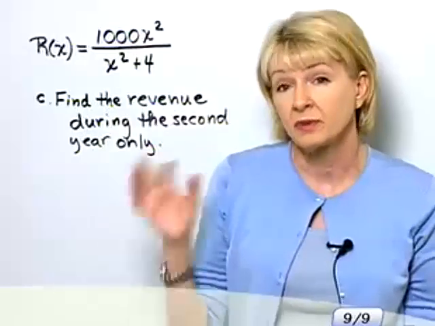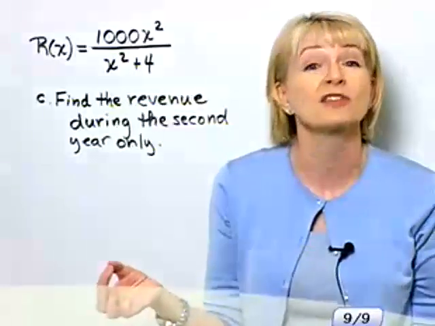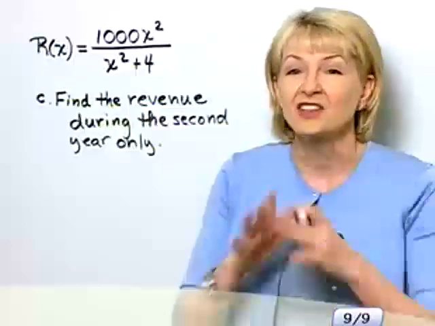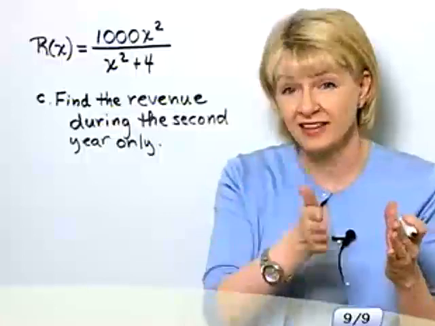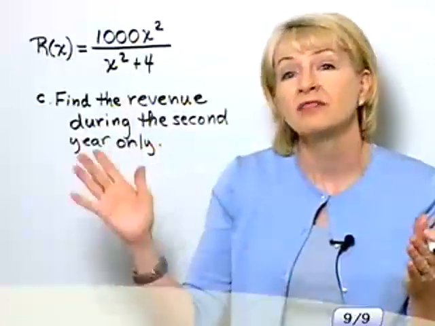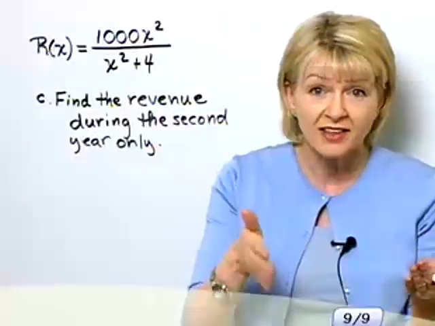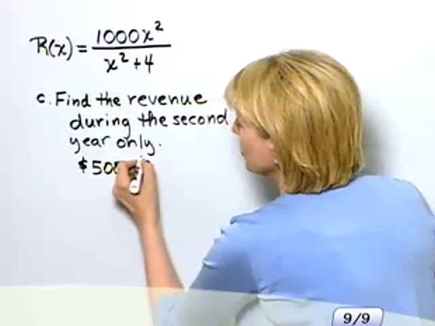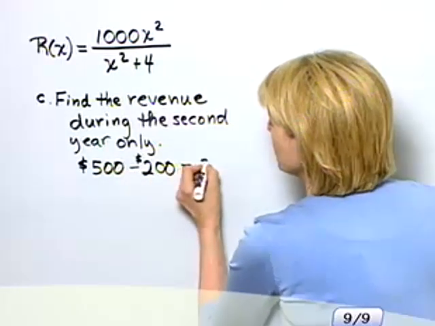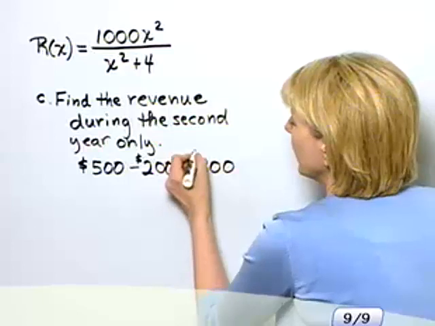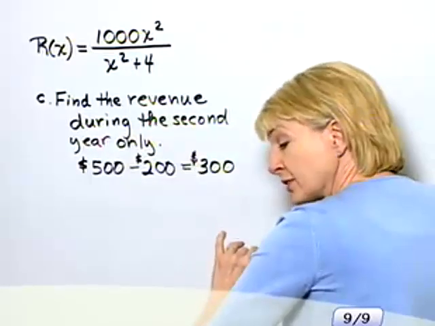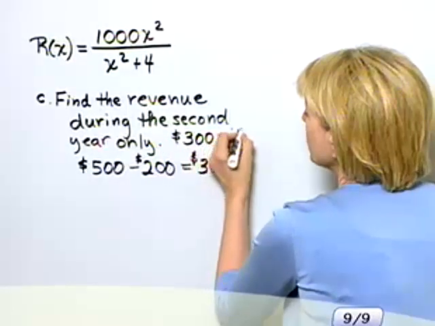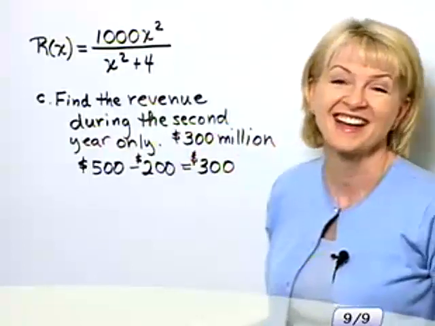Well, we take the revenue from the first year and we subtract it from R sub 2, the total revenue by the end of the second year. Now, if you remember, the total revenue all the way through to the end of the second year is 500 million. The revenue for the first year is 200 million. So it's 500 million minus 200 million, which is 300. And in the context of this problem, then during the second year only, sales generated $300 million.